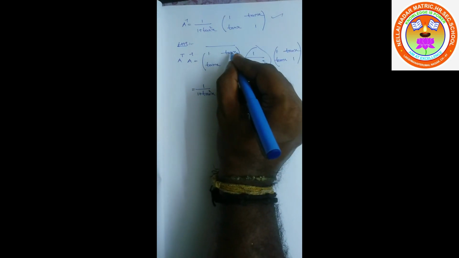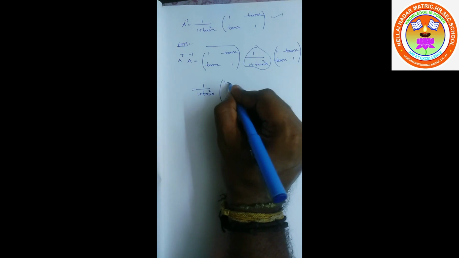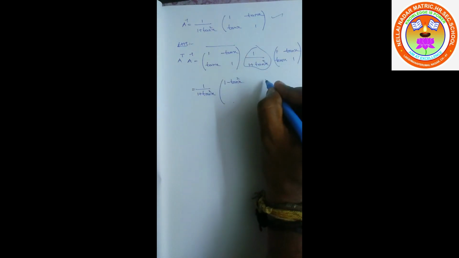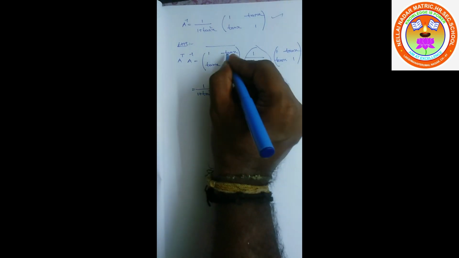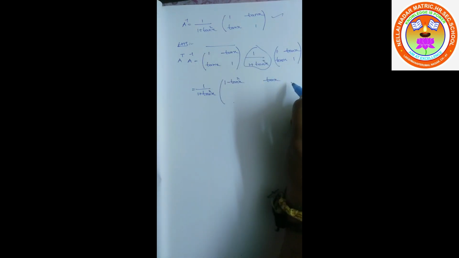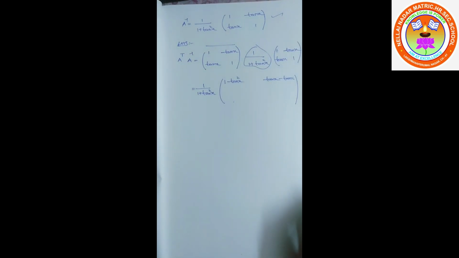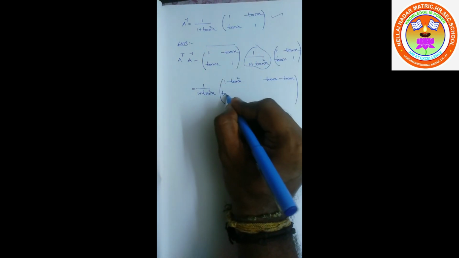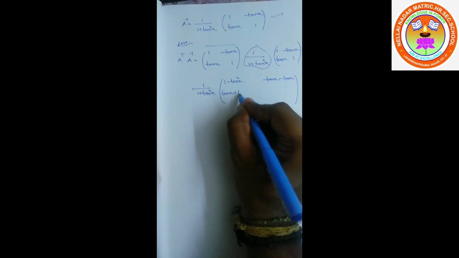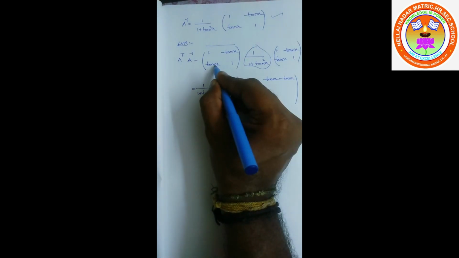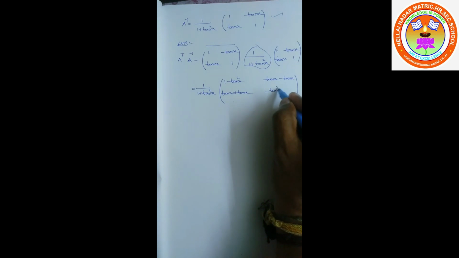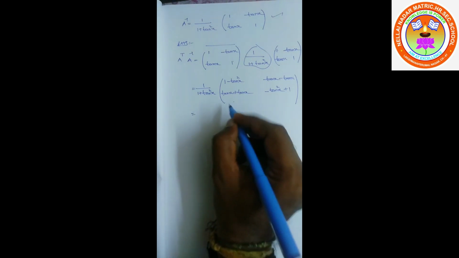So 1 into 1 is 1. Tan x into tan x, tan square x, a minus present, so minus tan square x. Next, 1 into minus tan x, which gives us minus tan x. Next, minus tan x into 1, minus tan x plus 1, which gives us minus tan x. Next, tan x into 1 gives us tan x. 1 into tan x, which gives us plus tan x. Tan x into minus tan x, which gives us minus tan square x. 1 into 1, which gives us plus 1.